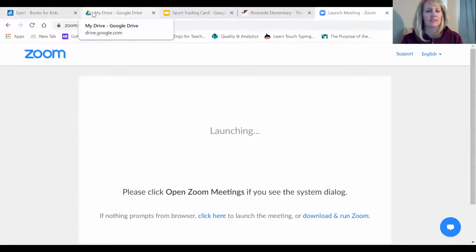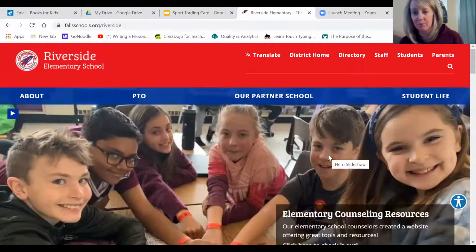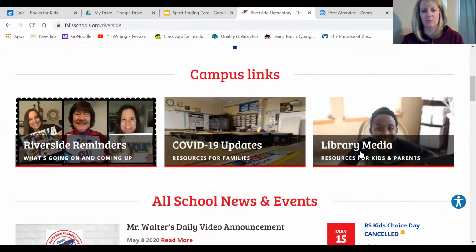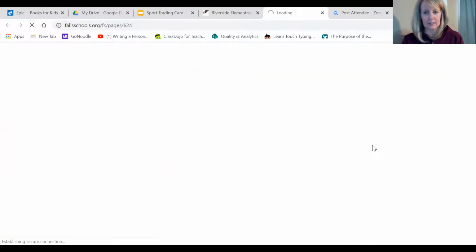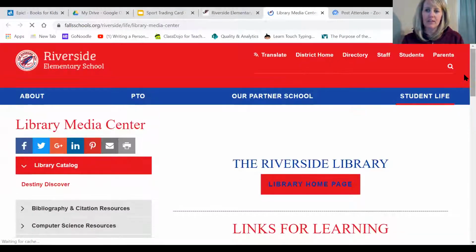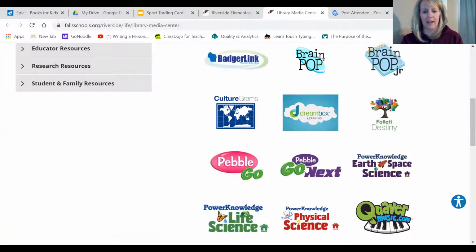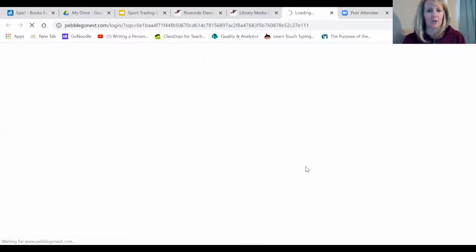A good starting point is to go to the Riverside homepage. On the homepage, you can slide down and go to our library resources and slide down again to Pebble Go Next. I click on Pebble Go Next.